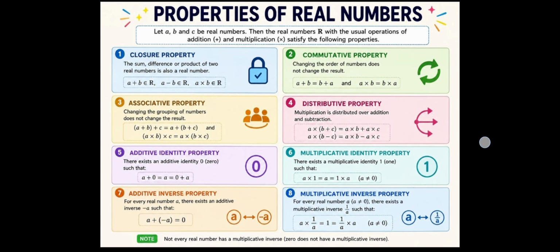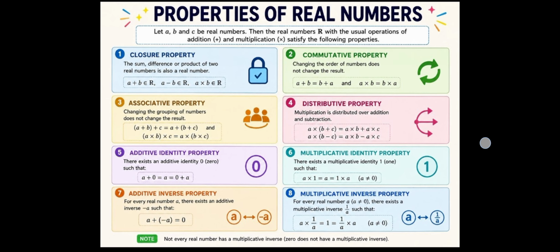Now comes distributive property. What is distributive property? Multiplication is distributed over addition and subtraction. See, here we have a multiplying with b plus c. As we all know the BODMAS rule, whenever we have two terms in the bracket, first of all we solve the brackets. So we multiply the answer of b plus c with a, or a into b plus a into c. In both the conditions we get the same answer.